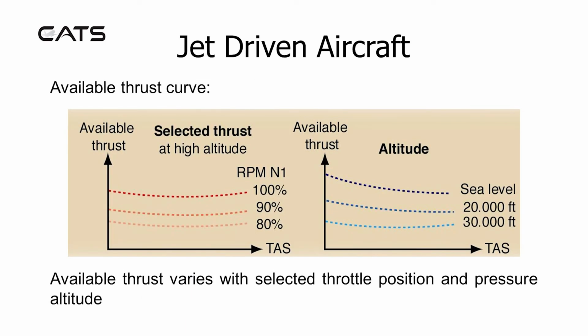Available thrust curves for jets. With a higher N1, that's a higher thrust setting, there'll be more available thrust. At lower altitude, or sea level, there's more available thrust. And with increasing altitude, available thrust decreases.